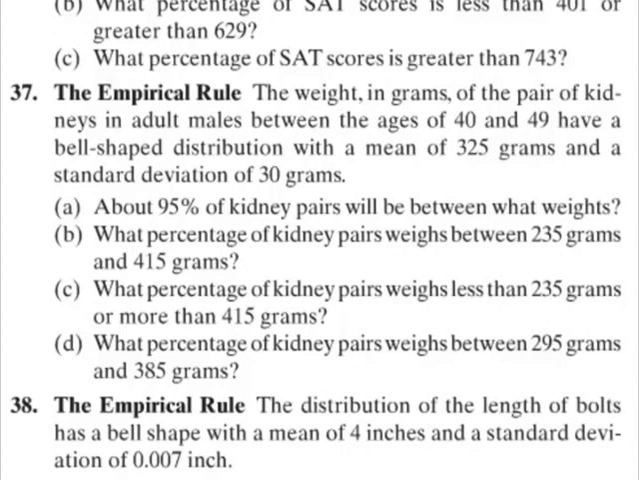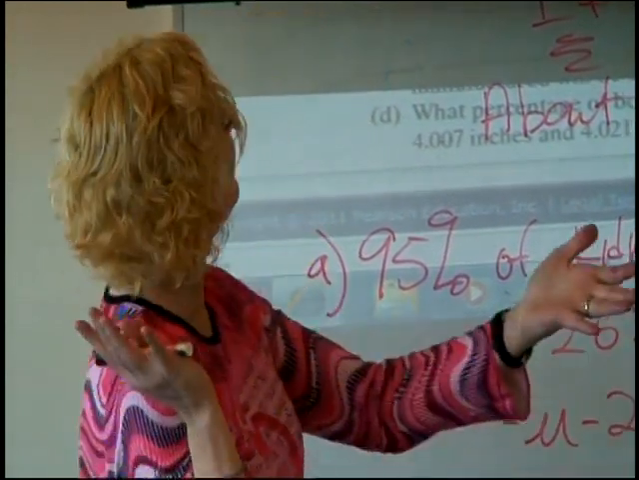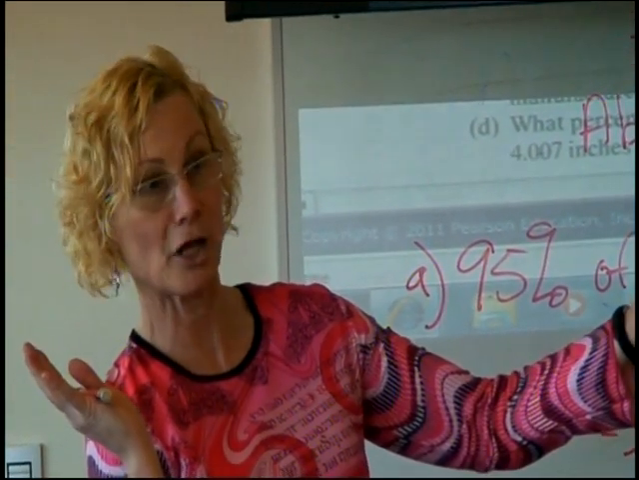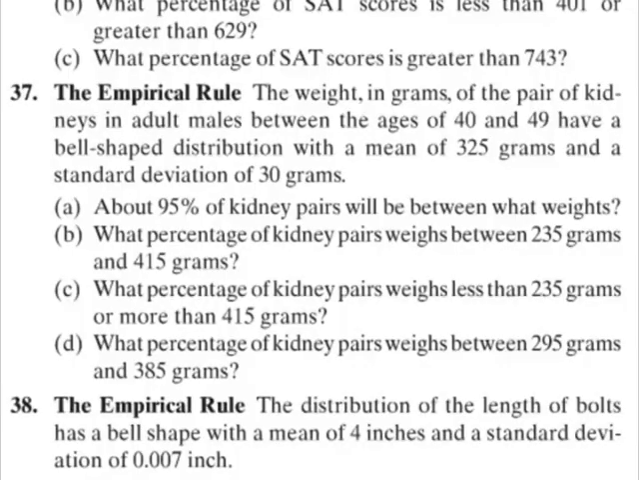Okay, let's do part D. Oh, how about part C? This is interesting. How many kidney pairs weigh less than 235 or more than 415? Between 235 and 415 in part B, what do we get? 99.7%. So 0.3% would be less than 235 or greater than 415. Does that make sense? Take 100% and subtract 99.7%. Okay?